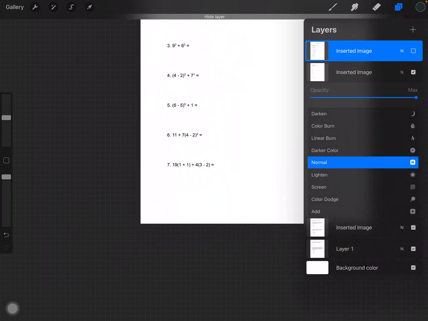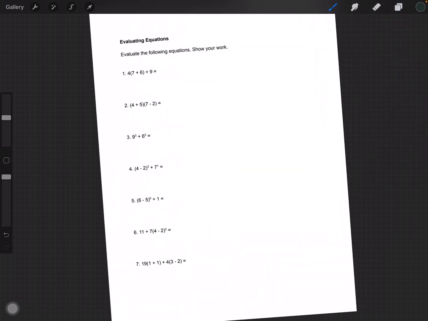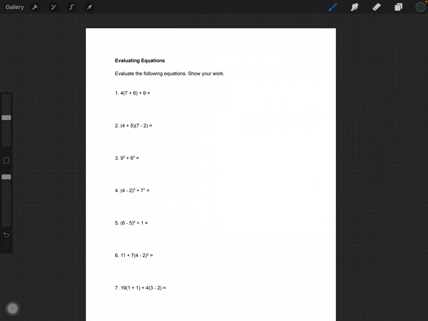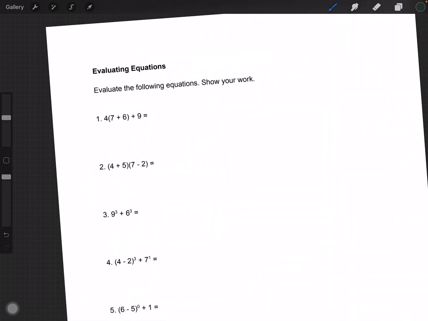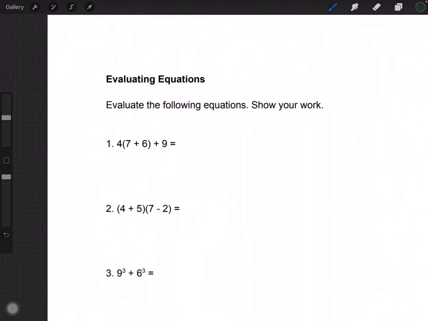Alright. So on the second page, they ask us to evaluate the following equations and to show our work. You could do distributive property here as well, but since we know the values and none of them are variables, we can also just do 4 times 13 plus 9. So 4 times 13 is equal to 52. 52 plus 9 is equal to 61.